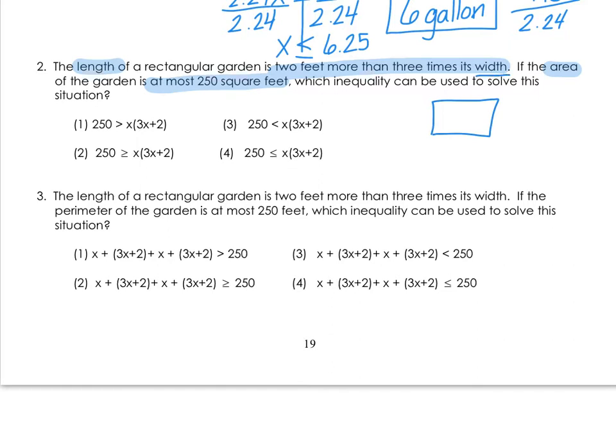I know nothing about the width, so I'm just going to use a variable x, or you could write let x equal the width. And then the length is 2 feet more than, that means add 2 to what? 3 times the width. So 3x, 3 times the width, and I'm adding 2 to that. Okay, so now they talked about how the area equals length times width.